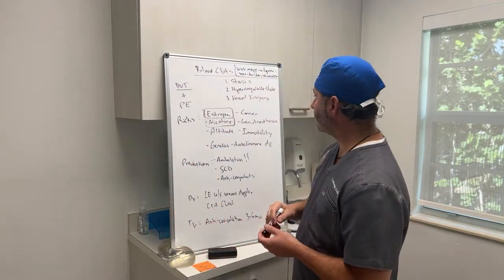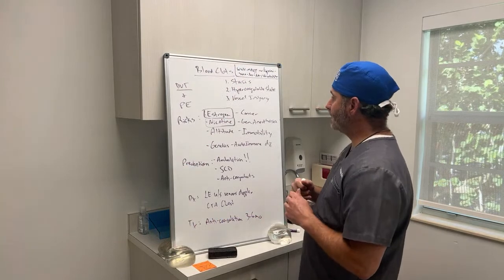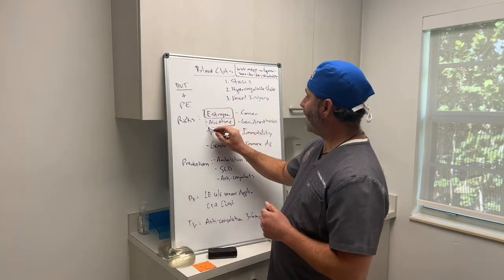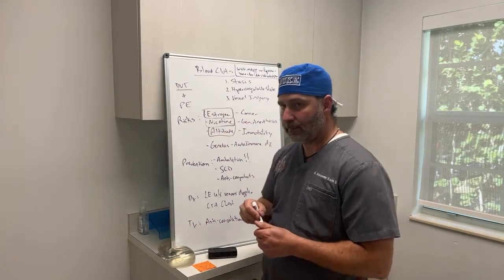The next one that's important on here is altitude. Multiple studies have shown that if you are at a high altitude, for example in an airplane, with the way the cabin is pressurized and the fact that you can't move around a lot, that's going to increase your risk for blood clots.